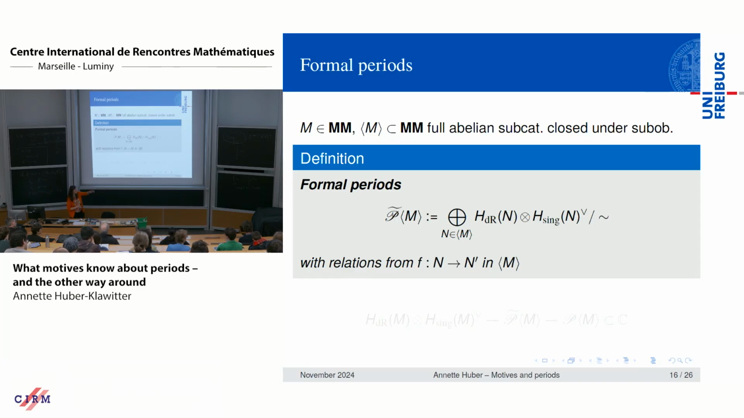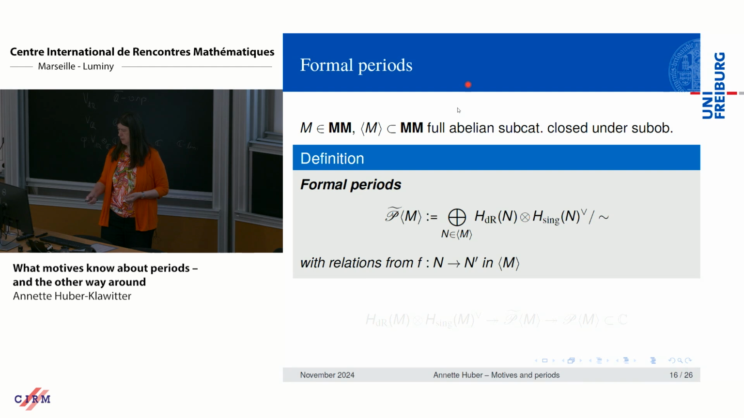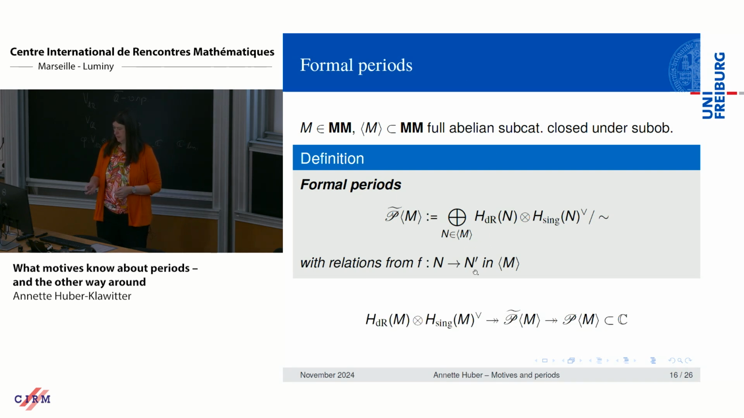And we get these relations for all morphisms in the category. So these are the relations induced by functoriality of motives. And we put them all into this space of periods here. So whenever we have a formal period, we can evaluate and we get a complex number.